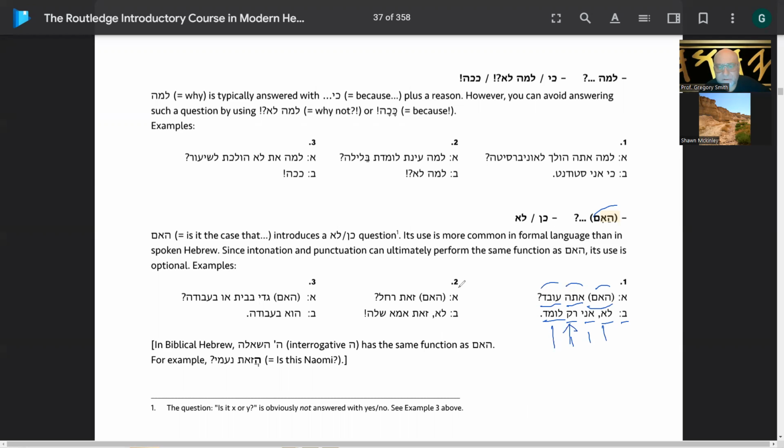All right, so number two, we have the aleph for the question ha'im. So is it the case, zot Rachel? Is it the case that this is Rachel? In other words, is this Rachel? And the answer is lo zot ima shelha. Okay, so no, this is her mother. Notice that this shel has to do with possession, and the ha means her. So lo zot ima shelha. No, this is her mother.